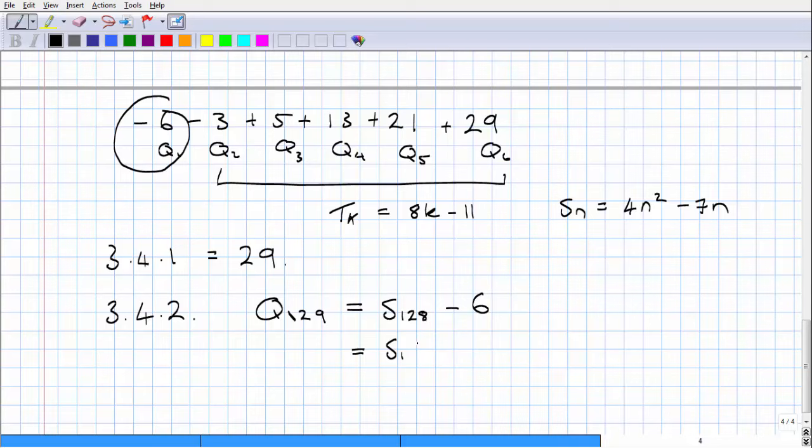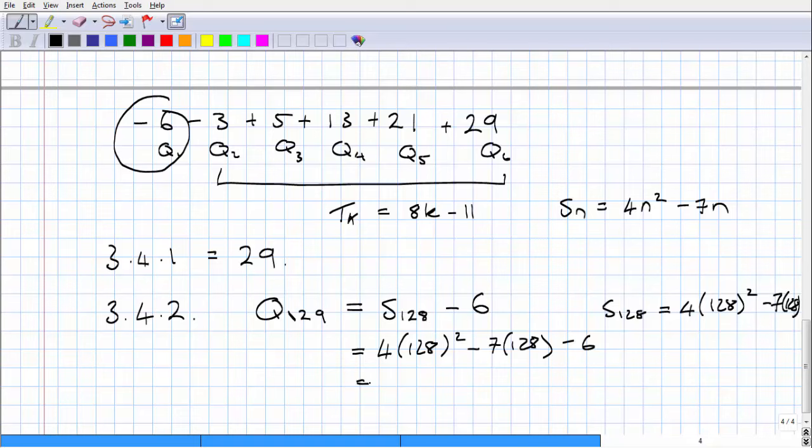And that really is that simple, because we can say, well, S128, let's just write it a little bit differently. S128 is equal to 4 times 128 squared minus 7 times 128. Okay, so I'm going to write it over here. We have 4 times 128 squared minus 7 times 128 minus 6. You put that into your calculator and you're going to get 64634. And that is that. That's all there is to it.